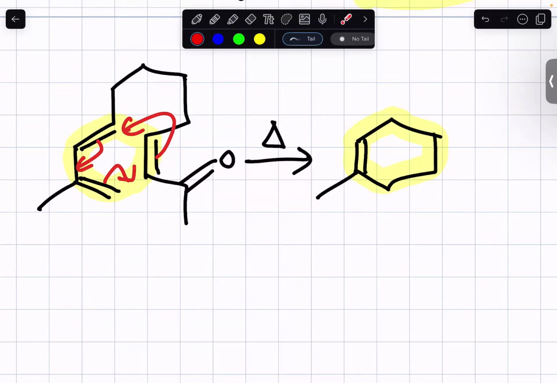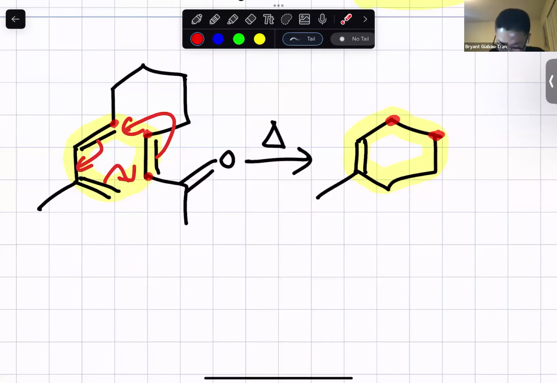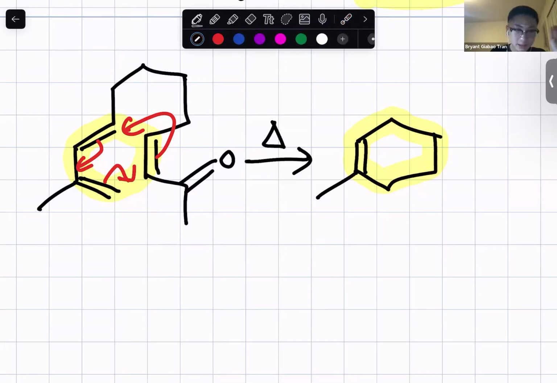Right, where we see now these 3 groups here were sp2, but now they're on sp3. So they're going to be either wedge or dash. We don't know that yet. We have to do the thumb rule, the conrotatory, disrotatory trick, where we have 3 pairs of electrons, which is an odd pair under heat.